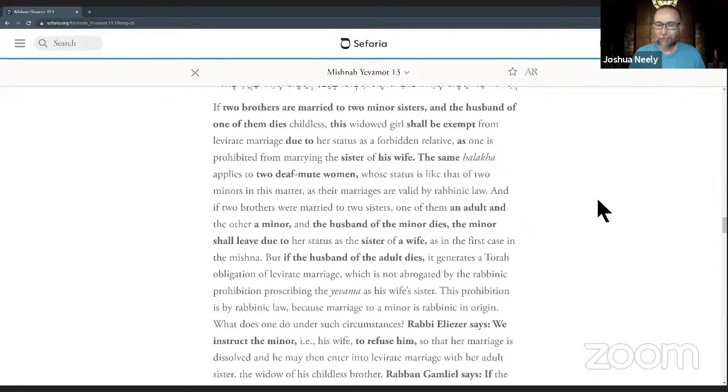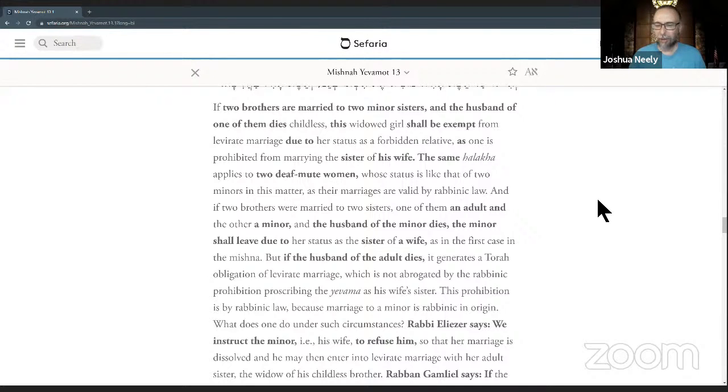The same halacha applies to two deaf women. Deaf mutes, remember, in the ancient world, were not able to enter into the same level of legal contract as those who could hear and speak, because of the diminished mental capacity that came when people who had this condition from birth were not able to properly develop their mental capacities due to the lack of symbolic language, and thus did not have the same status legally. So the same halacha applies to them, whose status is like that of two minors in this matter, as their marriages are valid by rabbinic law.